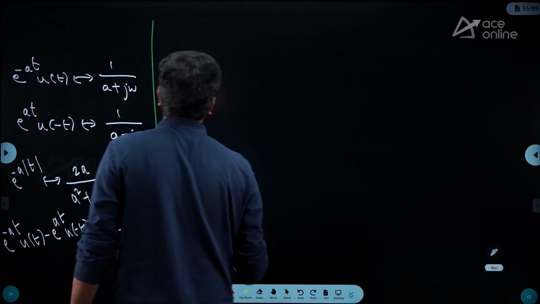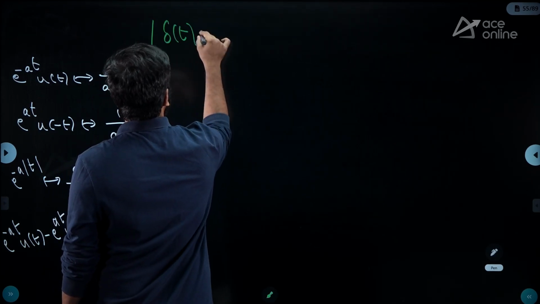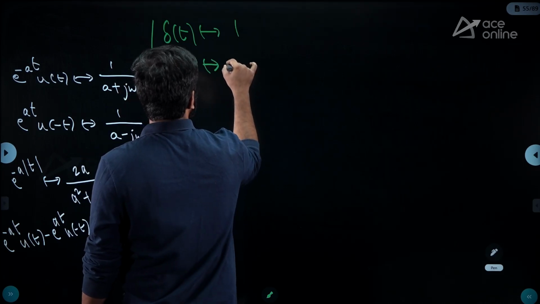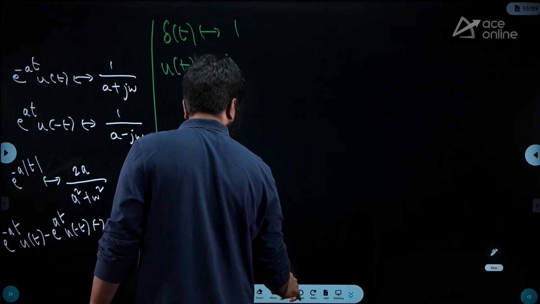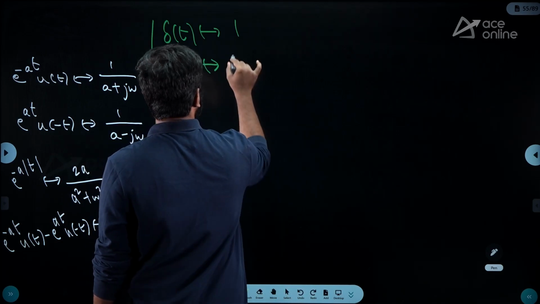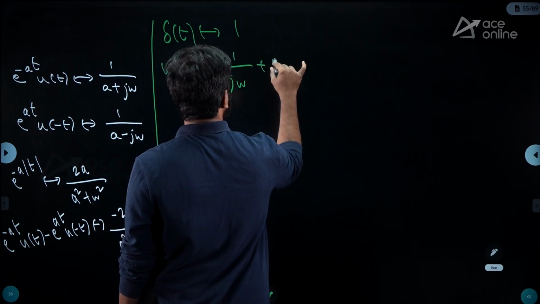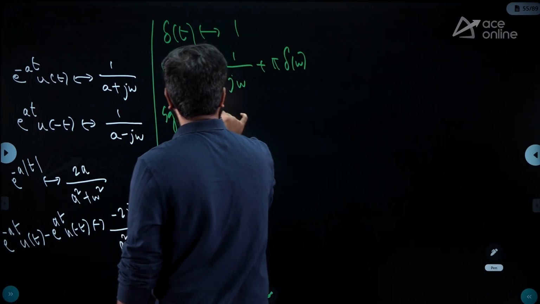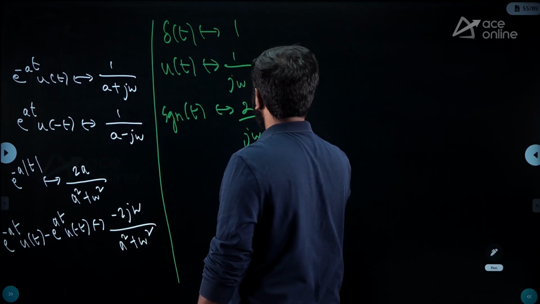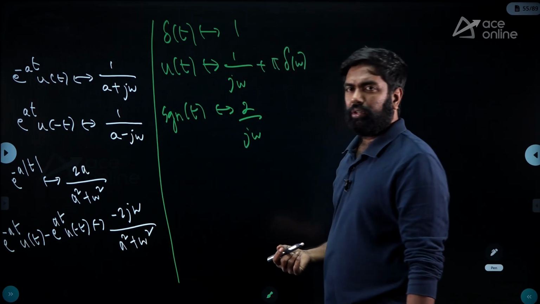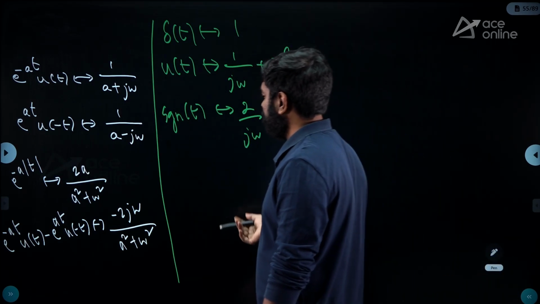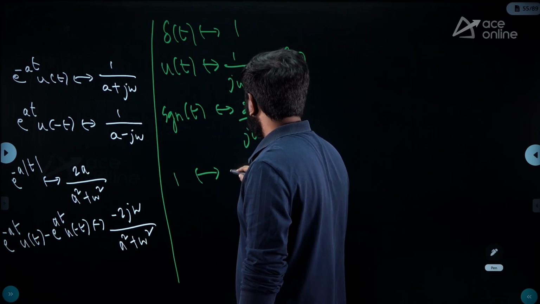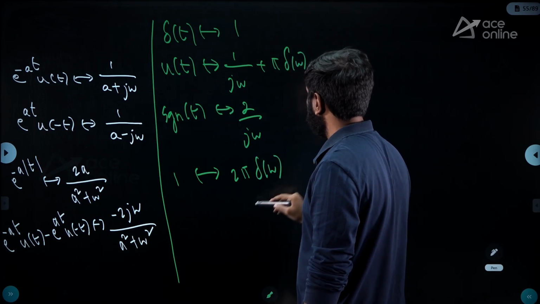Delta of t, we will start with delta of t, a simple one. Delta of t Fourier transform is 1. u of t Fourier transform is 1 by j omega plus pi delta of omega. Signum function Fourier transform is 2 by j omega. So there are many such standard things, students. We will learn them one by one. If you have 1, then its Fourier transform is 2 pi delta of omega.